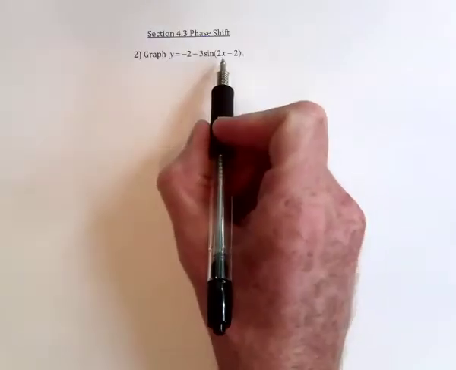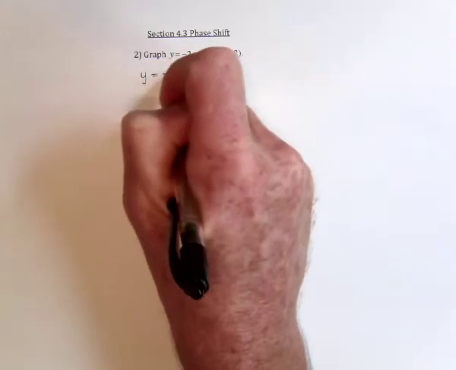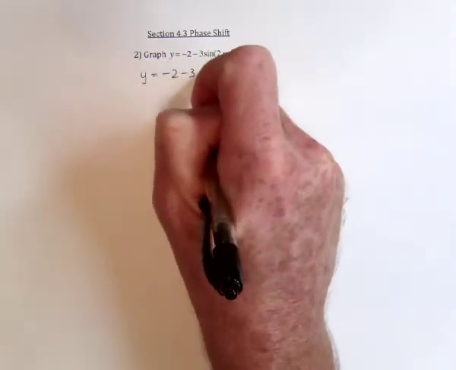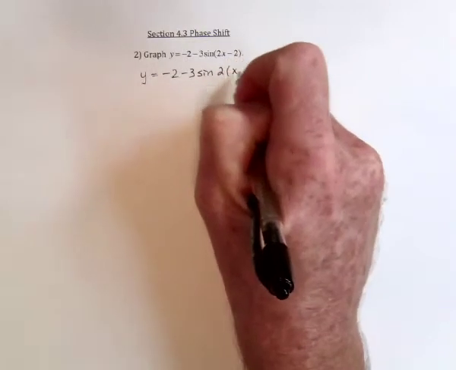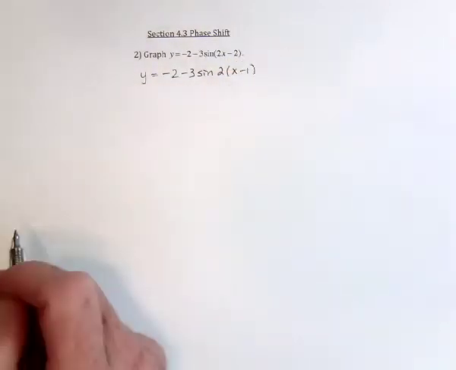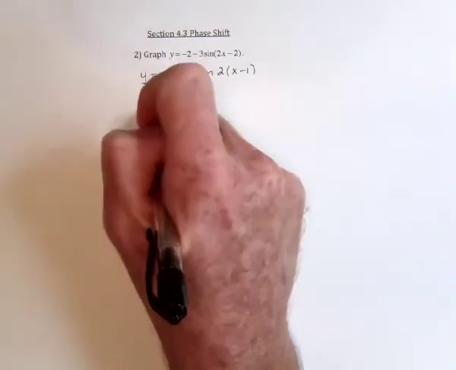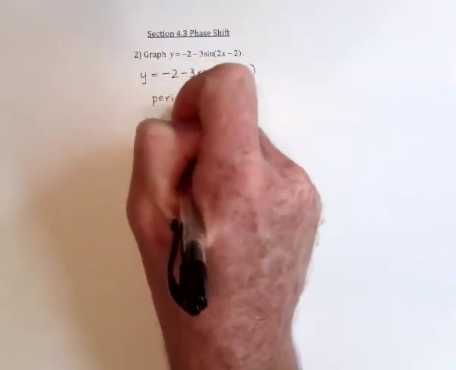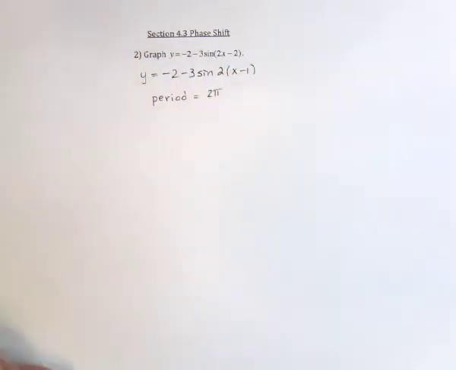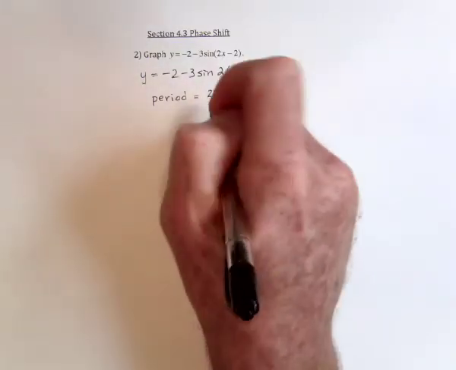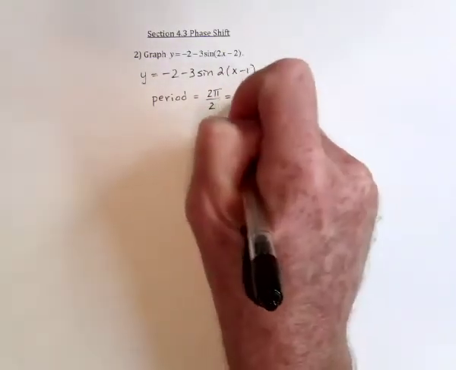In here, the first thing to do is factor out the 2. So we've got y equals -2 minus 3 sine of, factor out a 2, and it leaves x minus 1. So I like to start with the x information like the period. So originally, sine would have a period of 2 pi. And then this is saying divide by 2. So the period is pi.